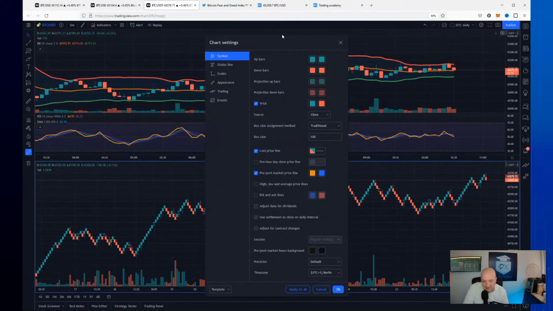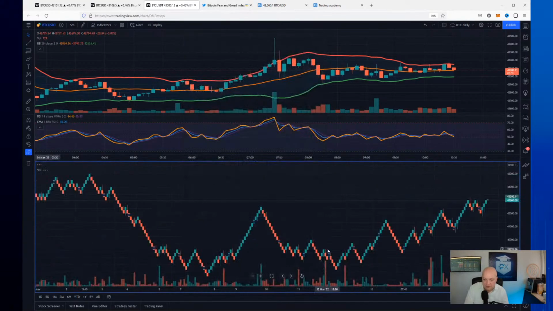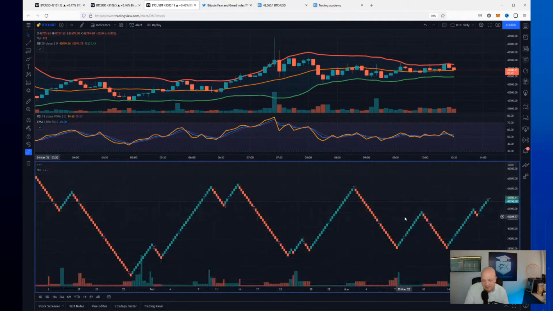Now you can set these boxes to whatever you want. In this case, I have the source here as close, so the measurement of those boxes is based on the closing price. Box size, traditional, means really measured in US dollars. I made a box size here of 100. I could also put this, for example, to 250. So you can see this really changing then: every time the market moves by 250 points or US dollars for Bitcoin, one box to the upside or downside is drawn. So pretty straightforward. And what this is really, really good for, first of all, is to filter out all of this noise.